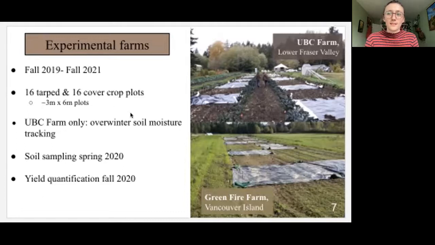And we laid the tarps, applied these overwinter treatments in the fall of 2019. And at UBC Farm, we were actually able to track soil moisture and soil temperature every 2 weeks over the course of the winter. But then we returned in the spring to both farms, collected soil samples, and measured soil moisture at the time of tarp removal, and then came back again in the fall to measure yield.